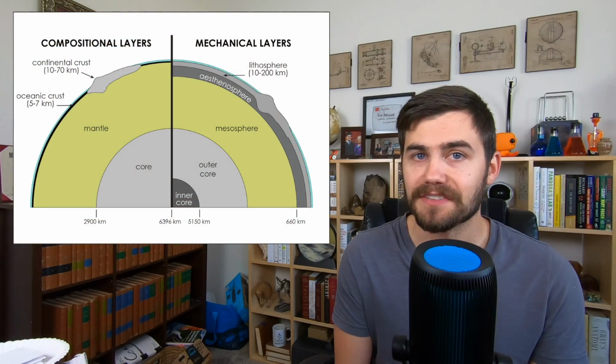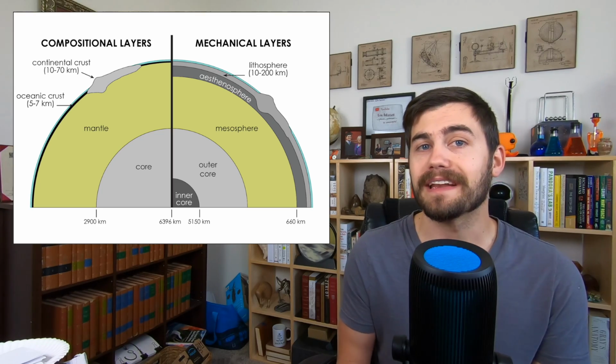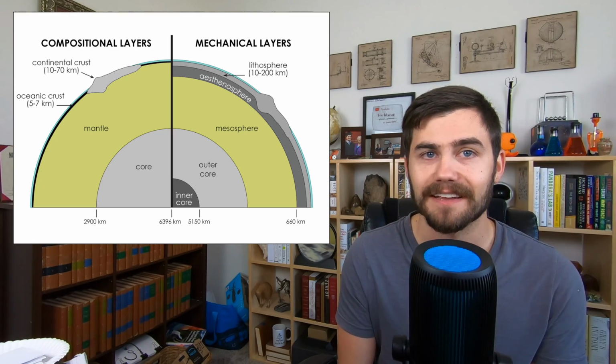The rest of the mantle is what we call the mesosphere, and it's massive, around 2,900 kilometers thick. The mesosphere is rigid, but it convects and deforms over extremely long periods of time.